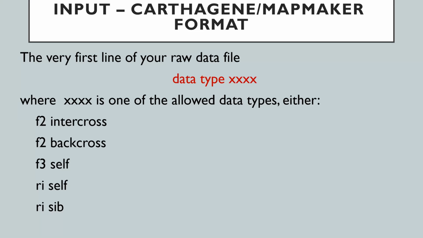Anyway, the first line of your raw data file should have a line called data type followed by some value. This particular value is the cross. Riself, F3 is F2 intercross or F2 backcross, F3 selfing population. Ri array is nothing but a recombinant inbred population. So we write that.